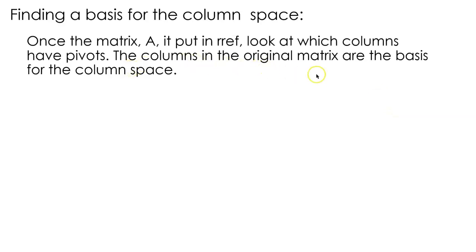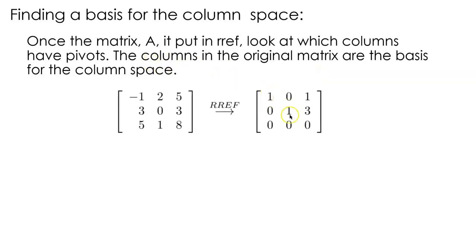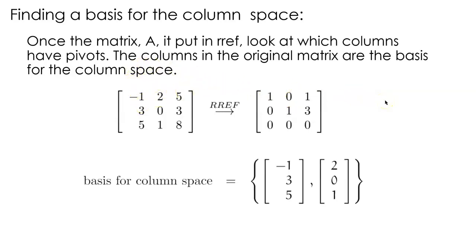And the columns, though, you must go back to the original matrix. The columns in the original matrix are with the pivots. Let me just write it here. These 2 columns, column 1, column 2, both have pivots. So I go back to the original one, column 1 and column 2, are a basis for the column space.